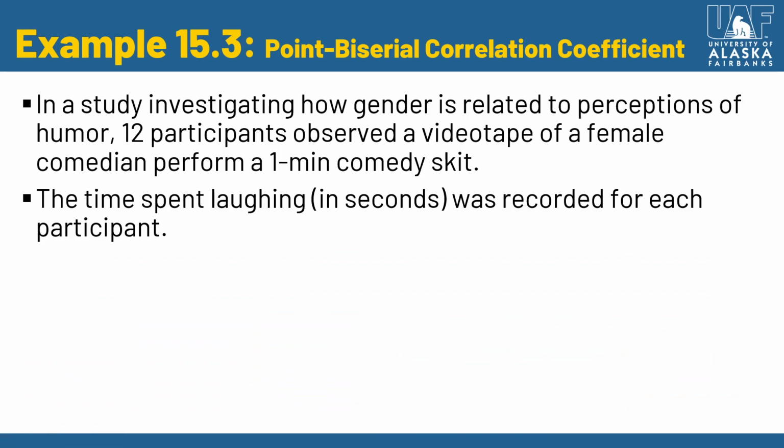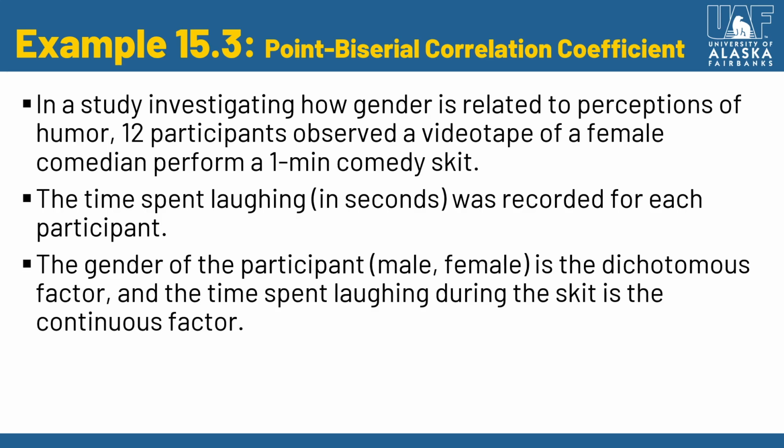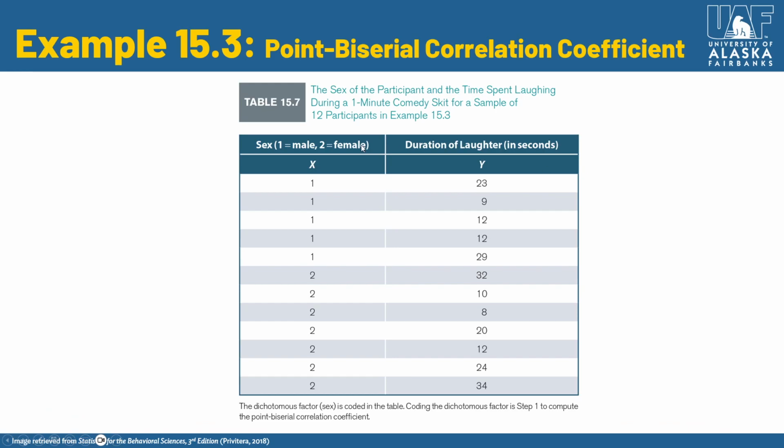So in a study investigating how gender is related to perceptions of humor, people looked at a video of a female comedian performing a 1-minute comedy skit, and then the time they spent laughing was recorded. The gender of the participant is a dichotomous factor, and the time spent laughing is a continuous factor, right? So one is a binary variable and one is continuous. Okay, and so we can see here we have 5 males and 7 females, and their laughter.